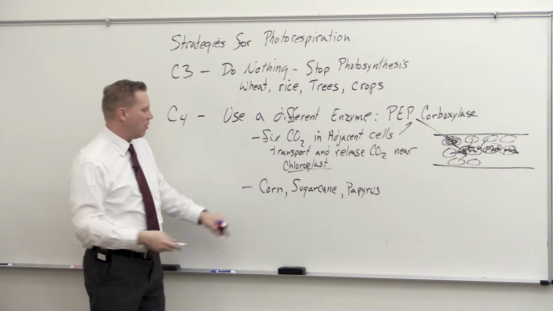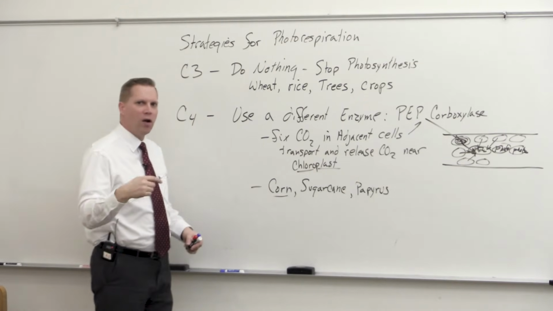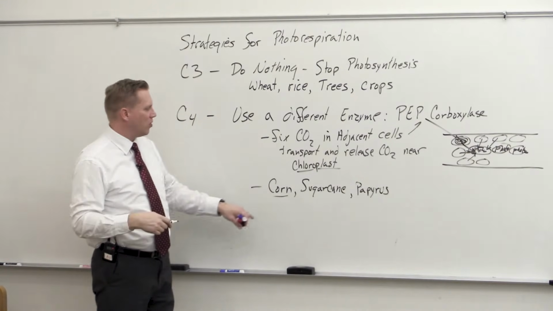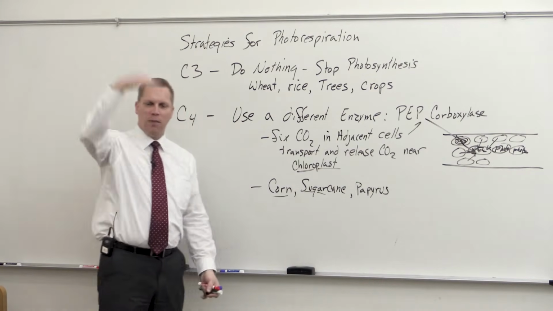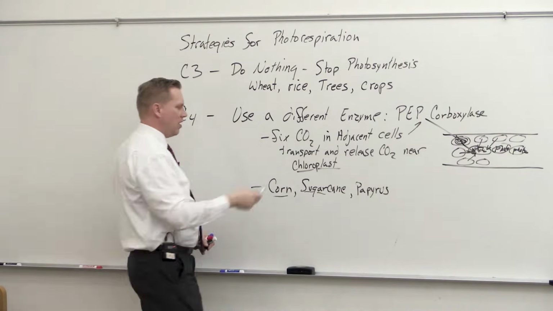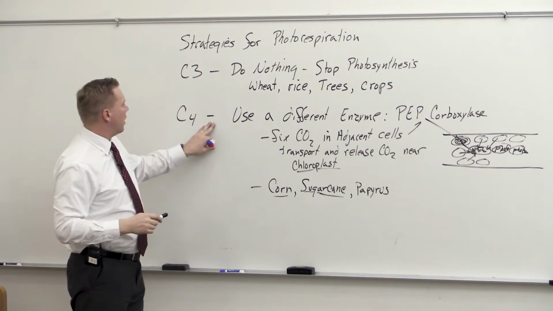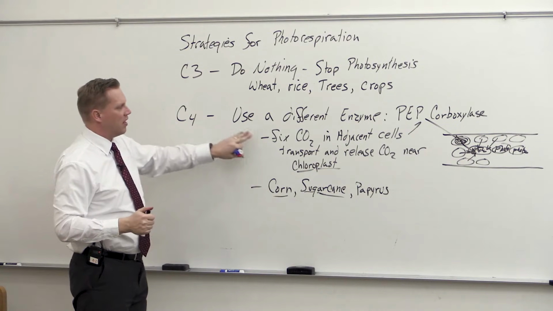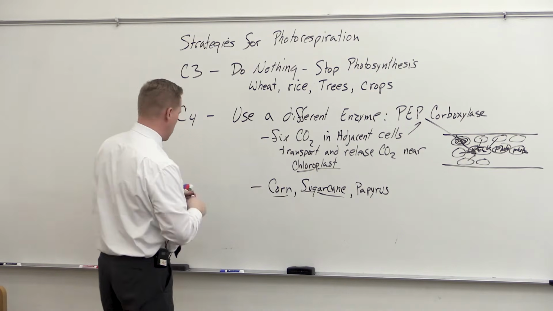How does it do that? Well, corn is a C4. It's actually producing more sugar per sunlight or exposure to sunlight than the wheat can. Same thing with sugarcane. You grow these great big long stalks during the season. How can it do that? C4. And so that's the C4 strategy. We're going to use a different enzyme to fix it and then deliver CO2 to another site.